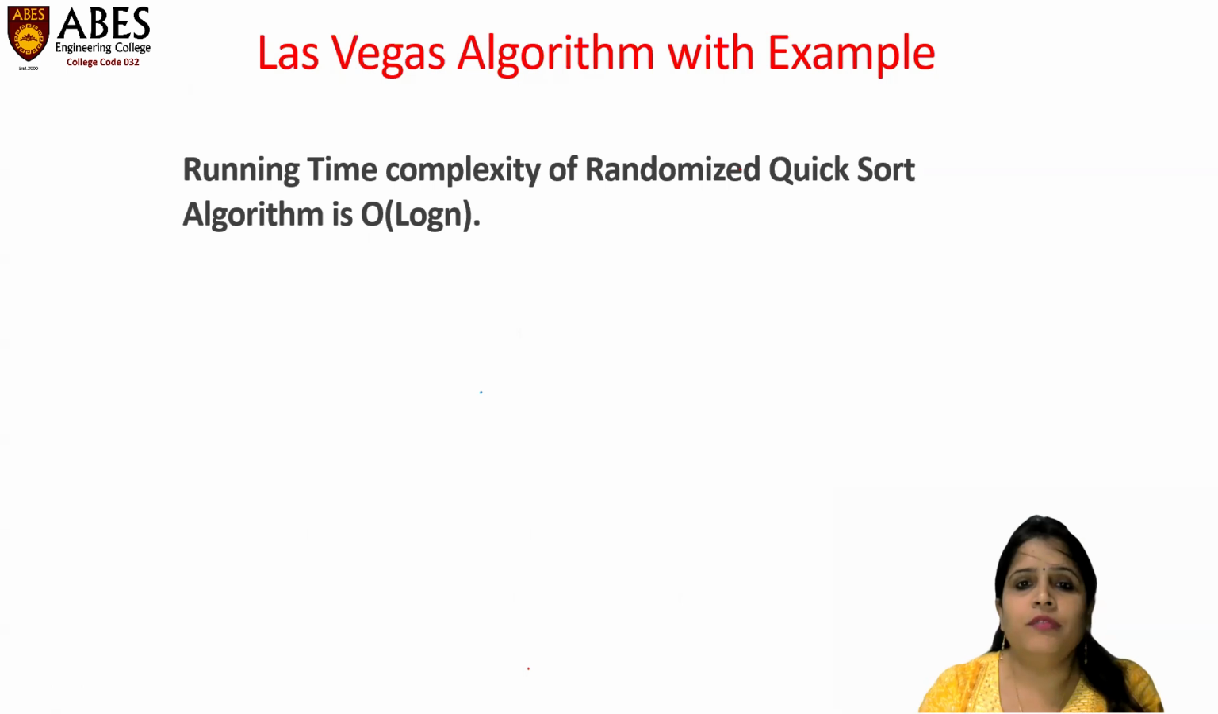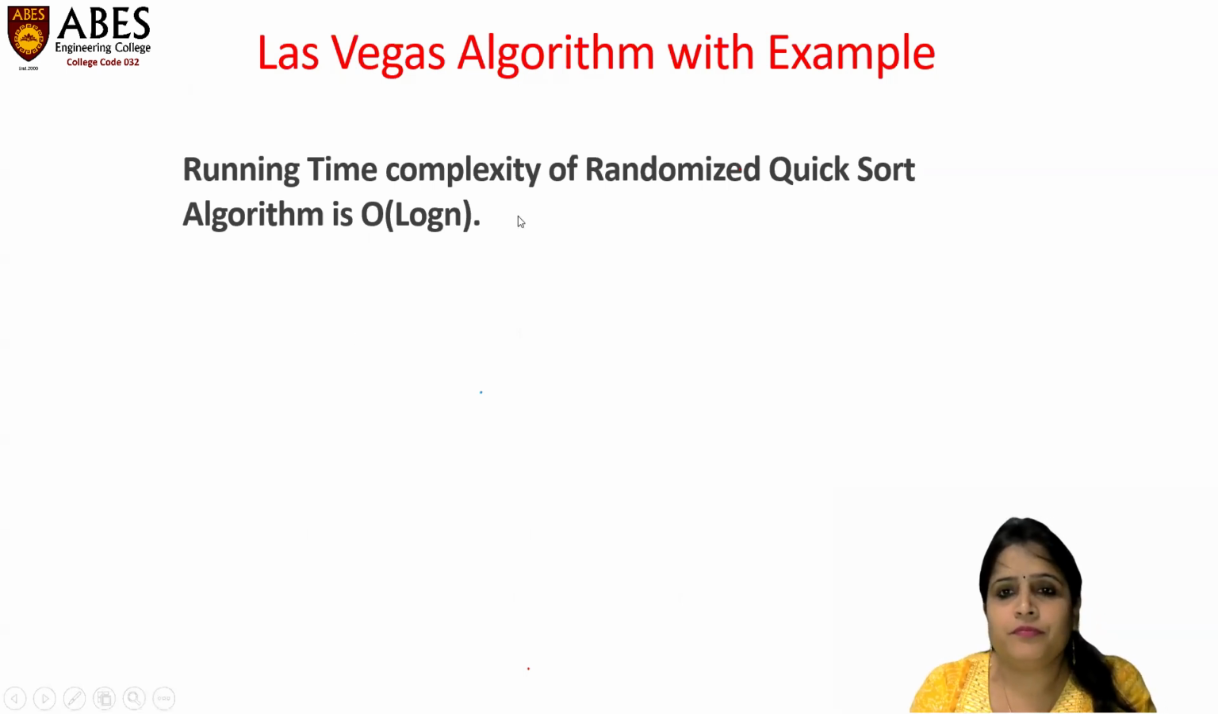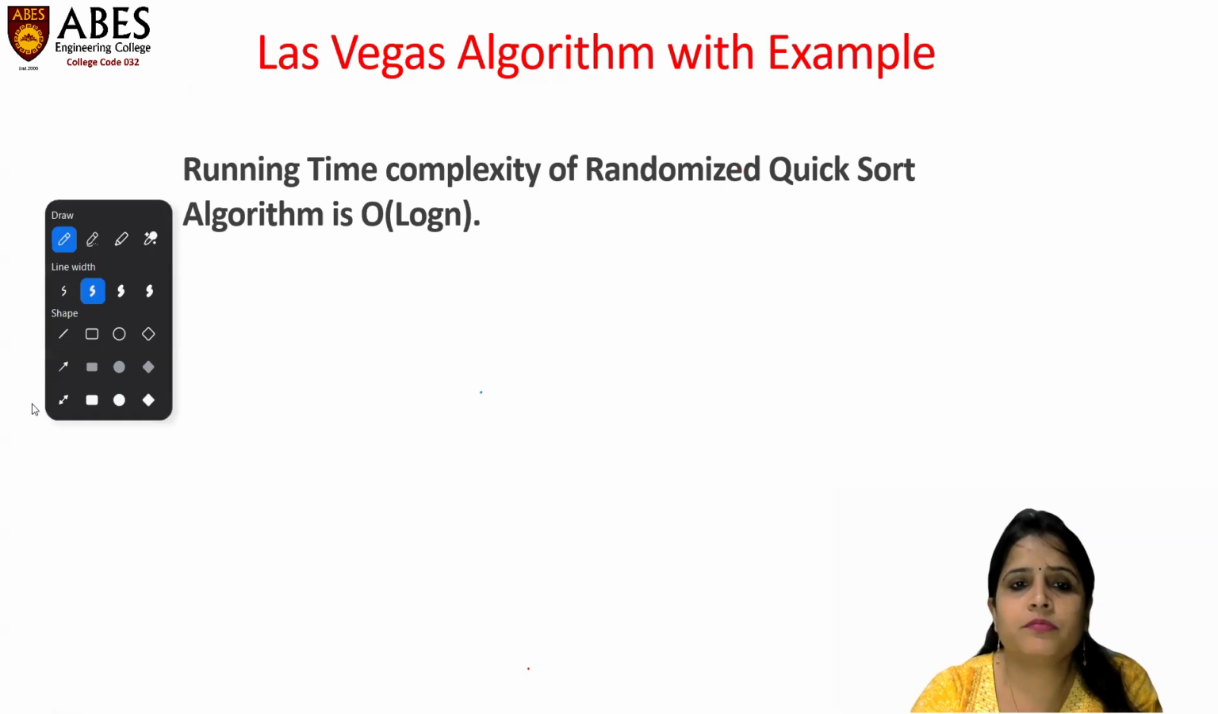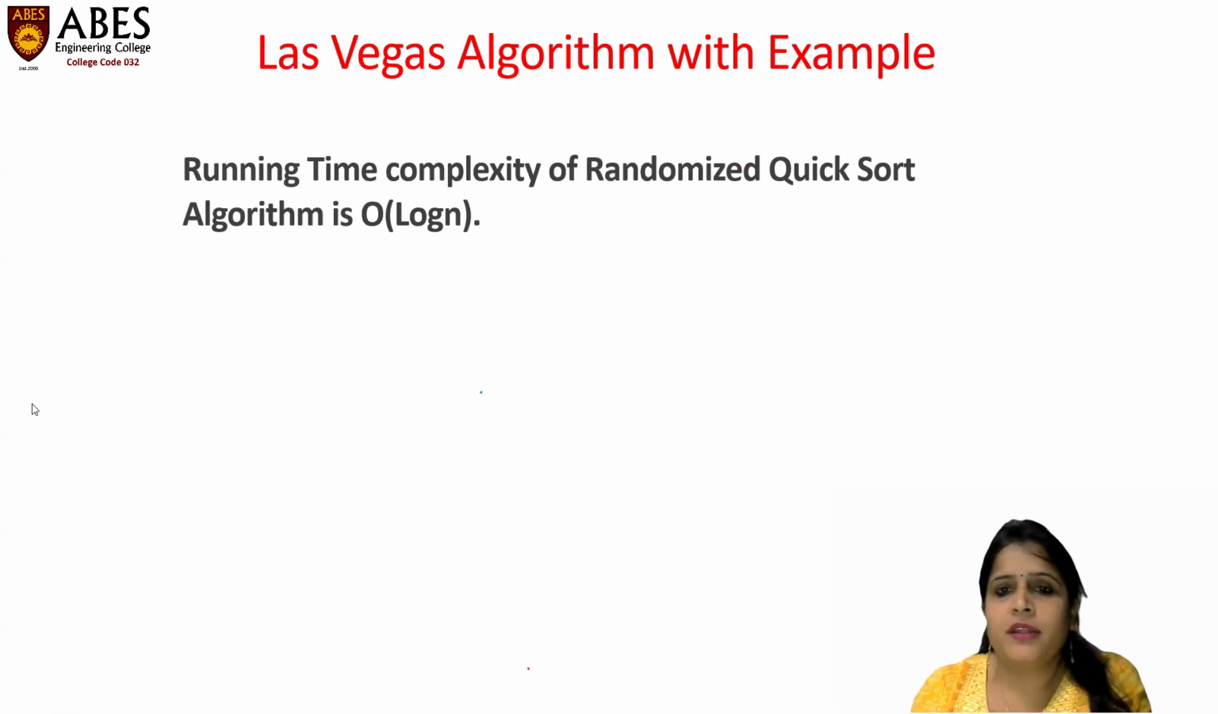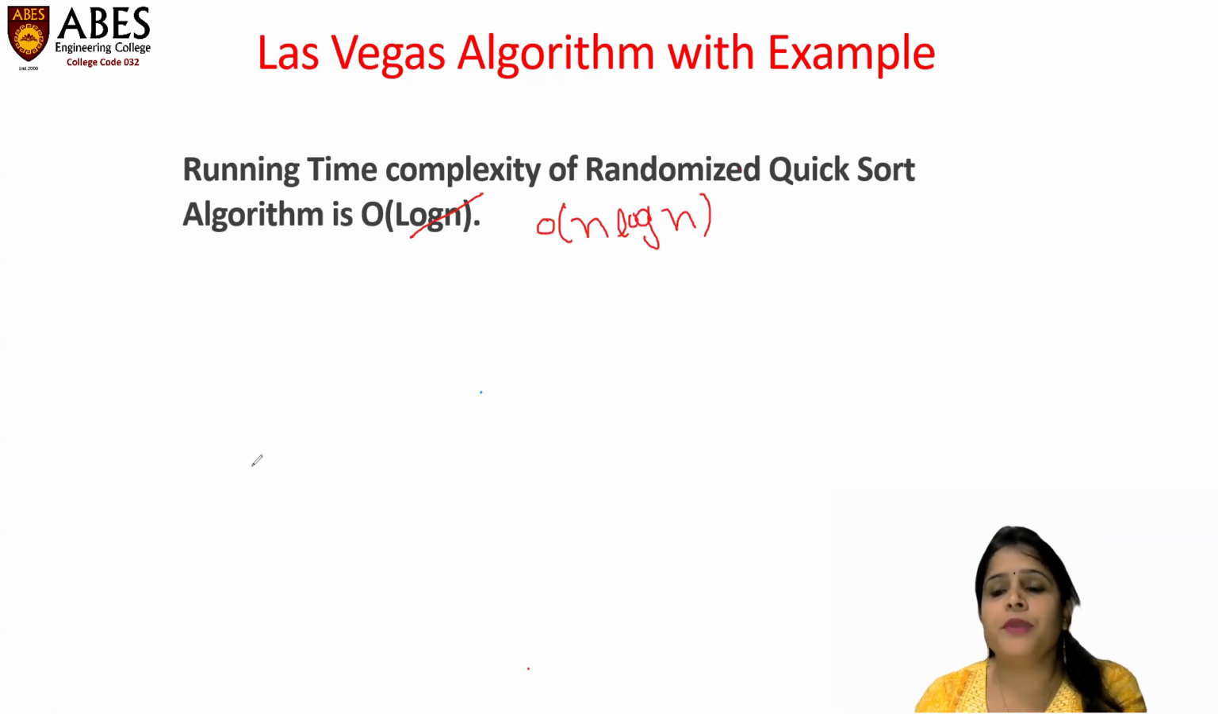Sorry, the running time complexity of quicksort is not order of log n, it is order of n log n. So that's why we say randomized quicksort is a better approach in comparison to the normal quicksort algorithm.